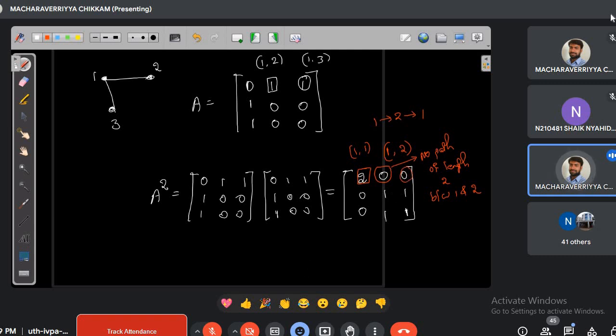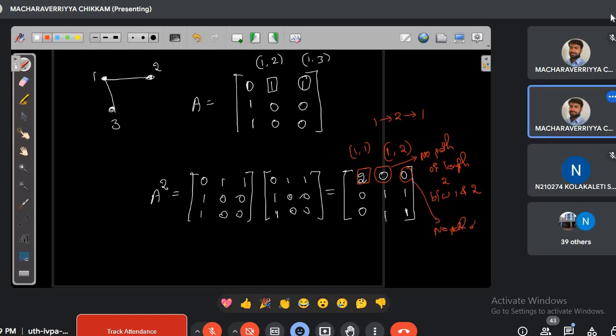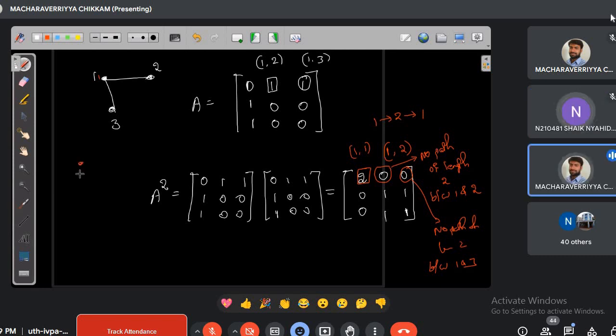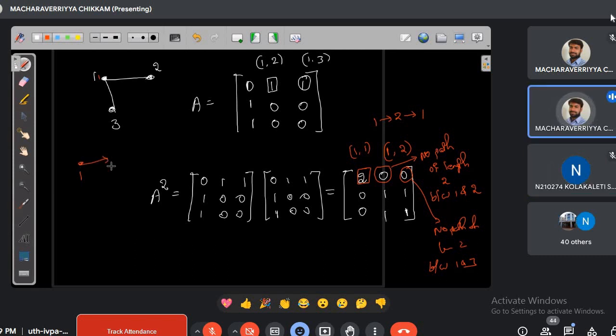Okay, and even this element represents the 1 3 element. So this says that there is no path of length 2 between 1 and 3. You can't go from 1 to 3 in an even number of steps. Let's say at most you can go from 1 to 3, and you can't come back again using one edge. Do you understand? So there is no path of length 2 from 1 to 3. That is what it says.